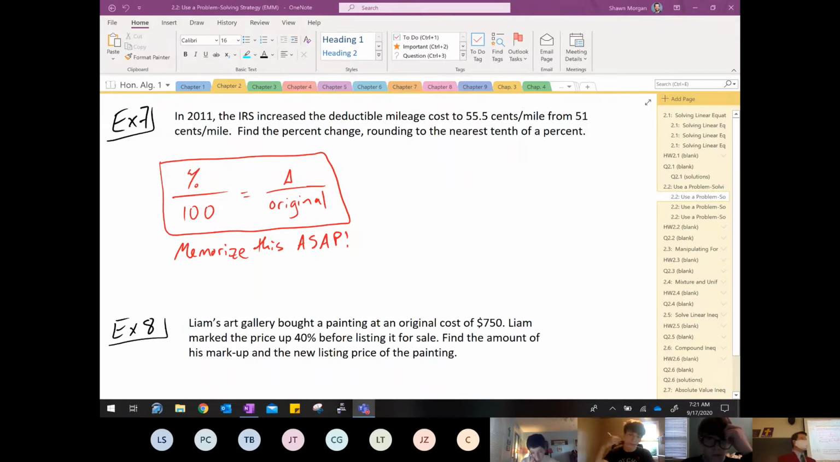So first of all, you've got to make sense of the past and the present with these problems. What was it in the past? It was 51. Now it's 55 and a half. So we want to be able to calculate the difference.